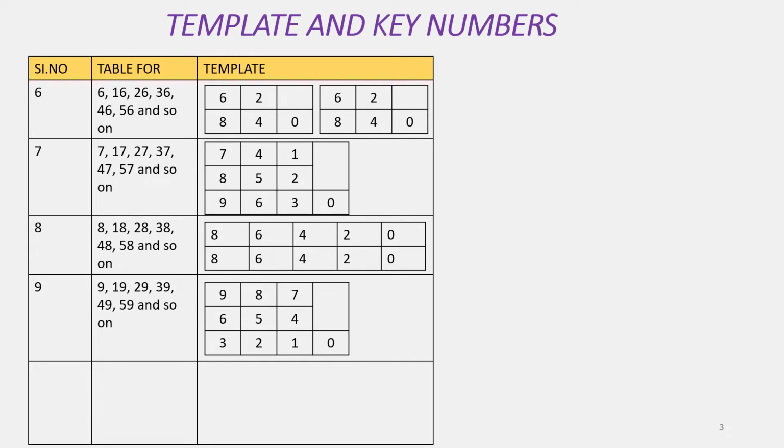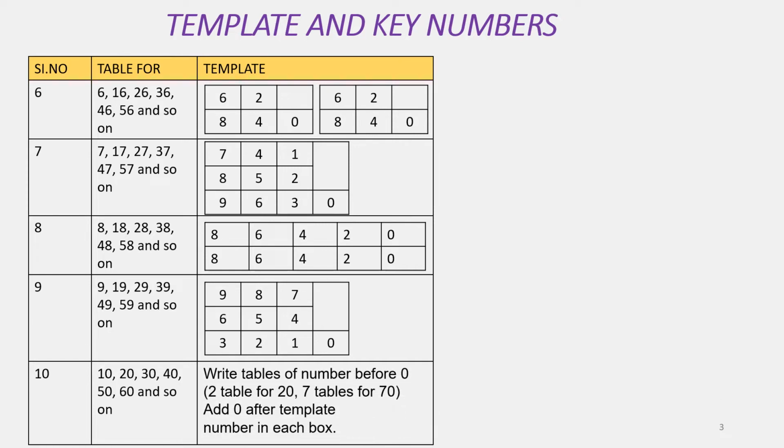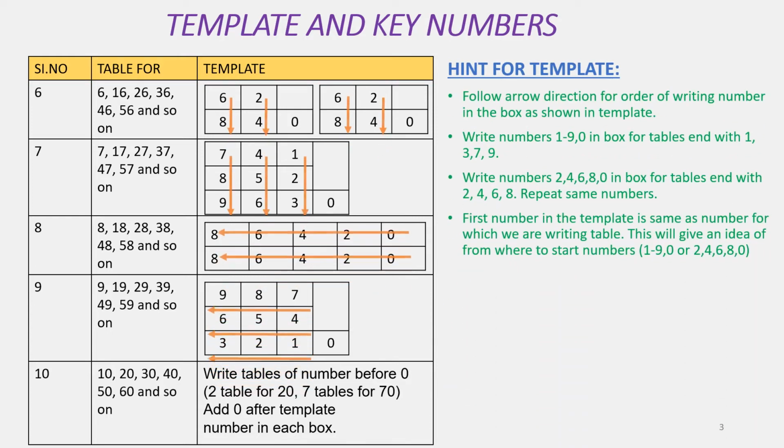When it comes to the 10, 20, 30 tables, we have to write the table of the number before 0. For example, if we want to write the table for 20, we have to write the table of 2 and then add 0 after the template number in each box. You can follow the same instruction for writing the template of 6 to 9 here.